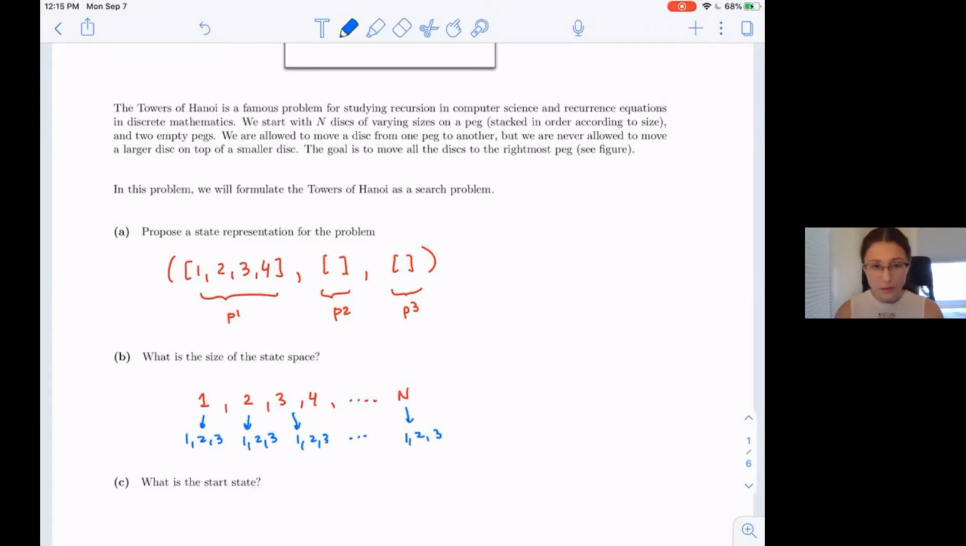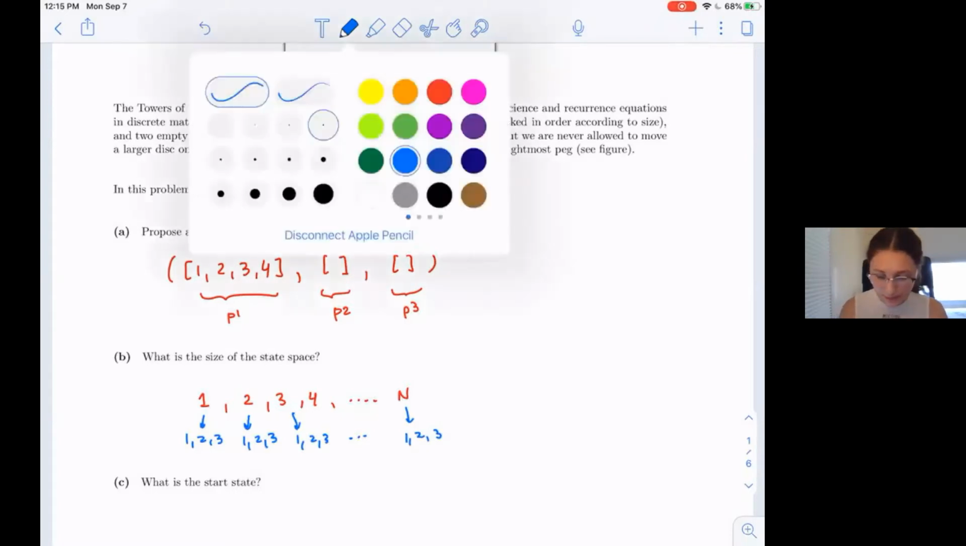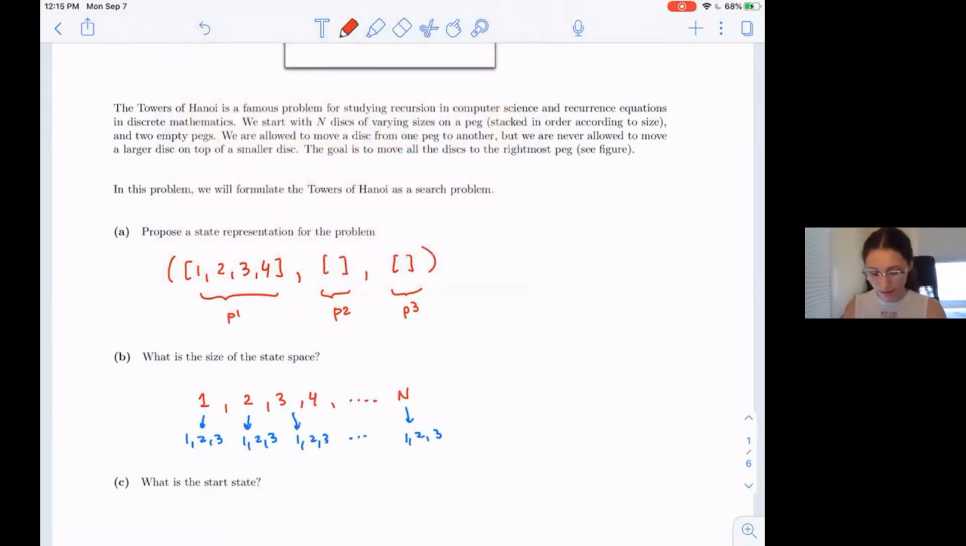To figure out the total size of the state space, we can multiply together the 3 possibilities for where disk number 1 could be, times the number of places disk number 2 could be, times the number of places disk number 3 could be, and so on and so forth, all the way down to the number of places that disk number n could be. When you multiply all this out, this will just be 3 to the n. And that's going to be the size of our state space.